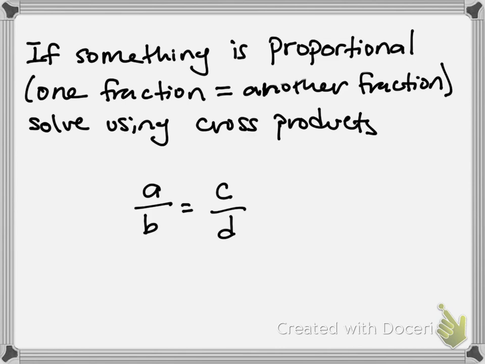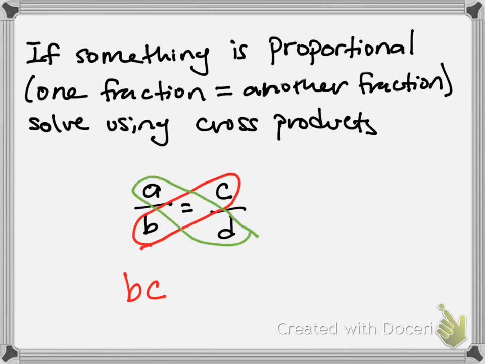So if something is proportional, that means one fraction, like a over b, is equal to another fraction, like c over d. We can solve that using cross products. So cross products means we multiply across the fraction. So this would be b times c, and that would equal, if we did the other side, a times d. So that is using cross products.